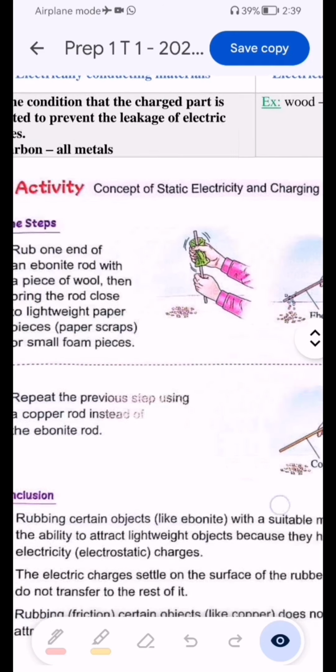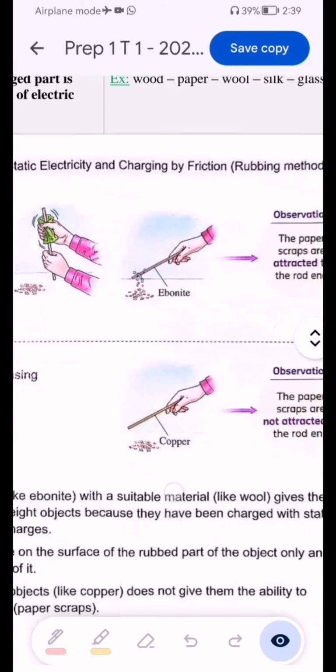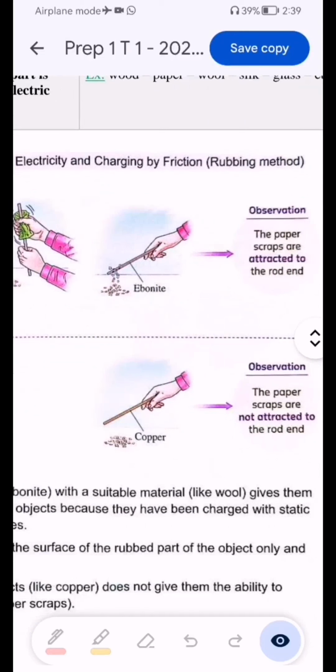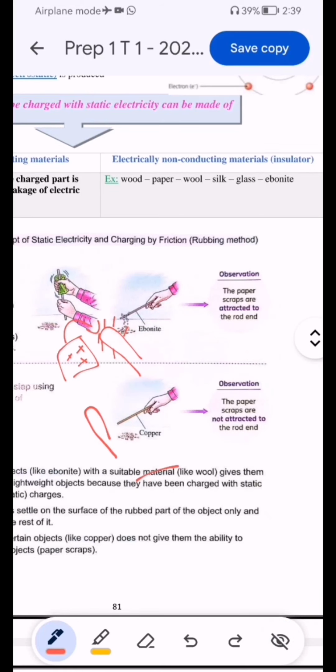Number two, repeat the previous step using a copper rod instead of the ebonite rod. What can you observe? The paper scraps are not attracted to copper. Why are they not attracted to copper? Because copper is a conductor material. Conductor means what? It allows electricity to flow through it. Look at this. When wrapped with a piece of wool, the electricity or charges will pass through it. There are no charges accumulating on its surface, so it will not attract paper scraps.